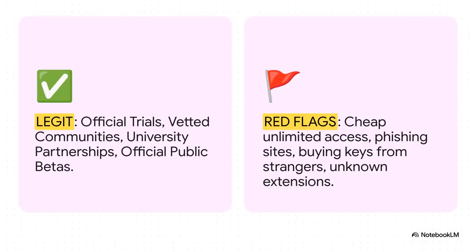This is where you really need to be careful. Here's how to tell a real opportunity from a total scam. Stick to the legit stuff: official trials, communities you know are vetted, university programs, and official public betas. If you see some wild promise like unlimited access for $5, or sites asking for weird logins, or someone selling API keys, it's a trap. Just run the other way.